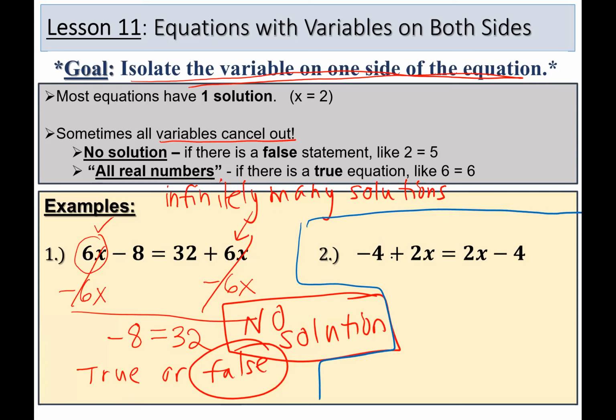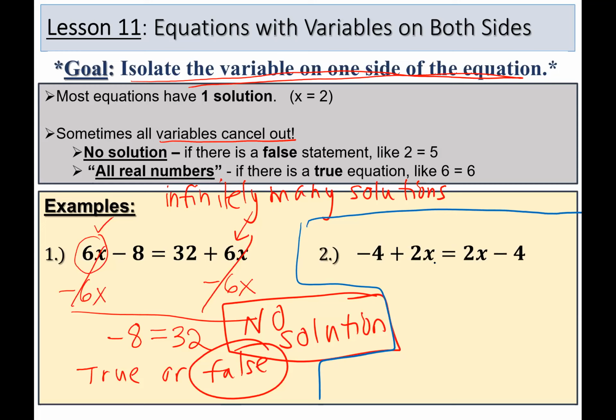Okay, here's number 2. -4 plus 2x equals 2x minus 4. You might notice that both of the sides of this equation are actually the exact same thing. It might not be obvious, but if you take a look at that left side, the -4 plus 2x, if you just rearrange those terms using the commutative property, reordering things, you could rewrite it as 2x minus 4, and then you'd see that both sides were equal. However, if you don't notice that, that's fine.